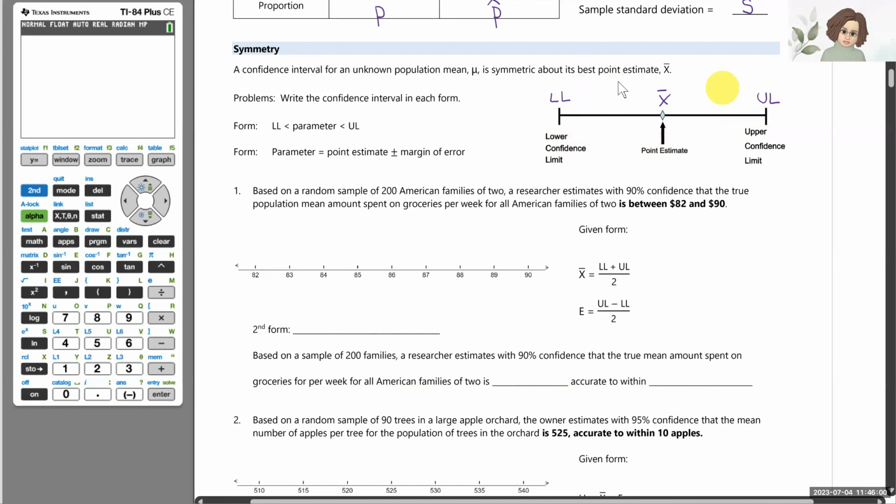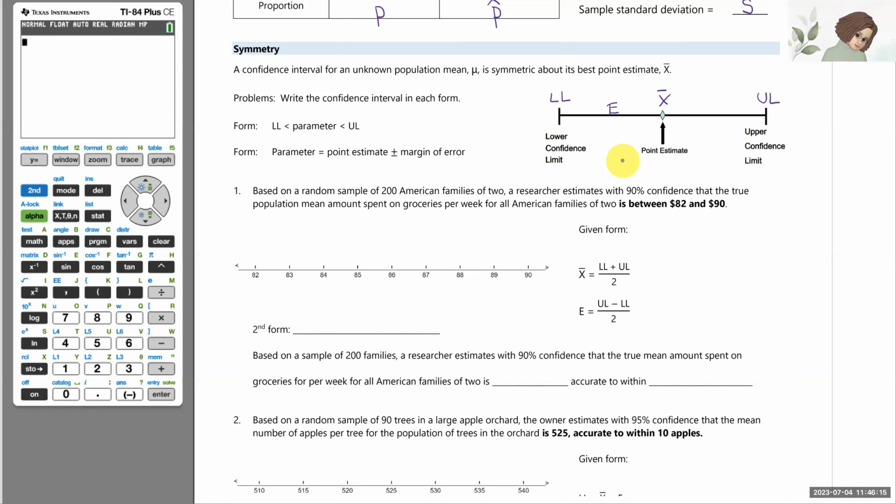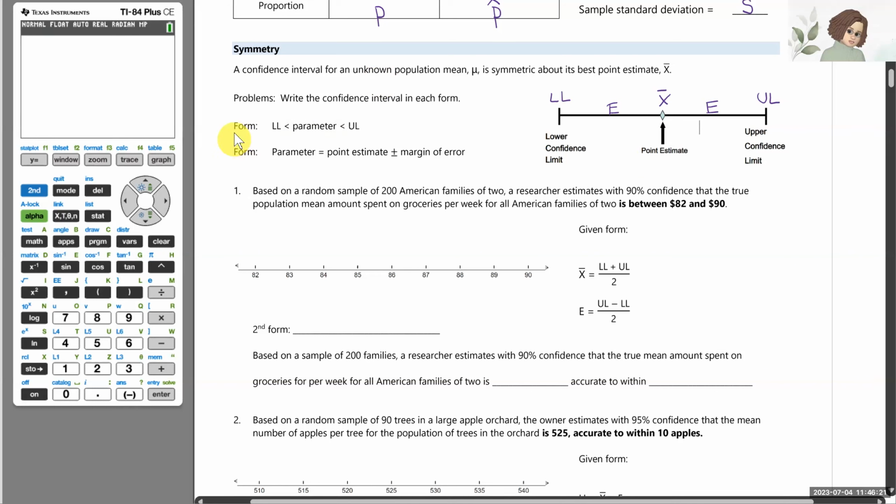Every range of values, the confidence interval, will have an associated margin of error. The margin of error is the distance from the point estimate to the limits. So I'm just going to write E here for margin of error. And then we'll go through the two different ways to express a confidence interval.